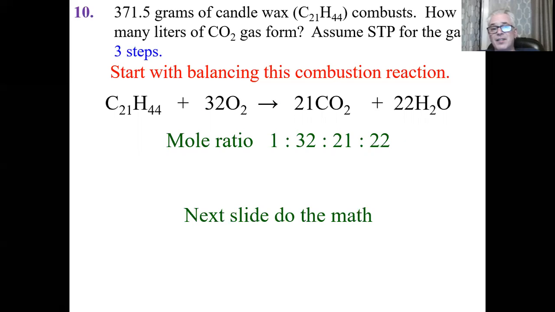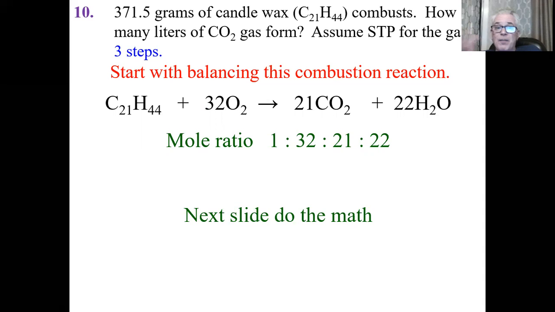Now, these are big numbers. The mole ratio here is 1 mole of wax and 32 moles of oxygen makes 21 moles of carbon dioxide plus 22 moles of water. That's the balanced chemical equation. That's our simple whole number ratio. Now, really, the numbers are kind of big compared to what we're used to, but wax is a pretty big compound. It takes a lot of oxygens and it makes a lot of carbon dioxide and water, but this is balanced and it can't be reduced. The question says, if you have grams of wax, how many liters of oxygen?